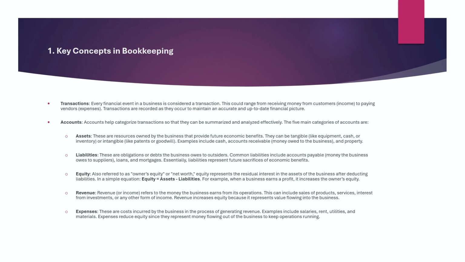Two, Liabilities. These are obligations or debts the business owes to outsiders. Common liabilities include accounts payable, money the business owes to suppliers, loans, and mortgages. Essentially, liabilities represent future sacrifices of economic benefits.